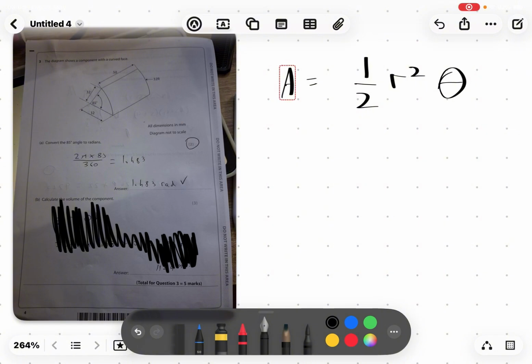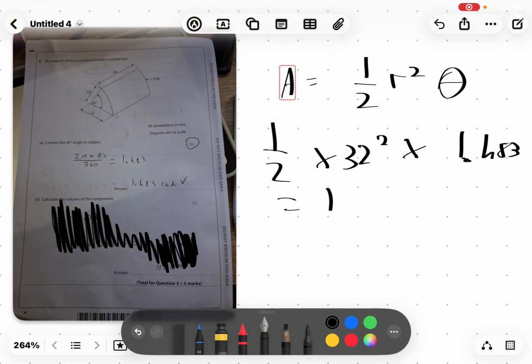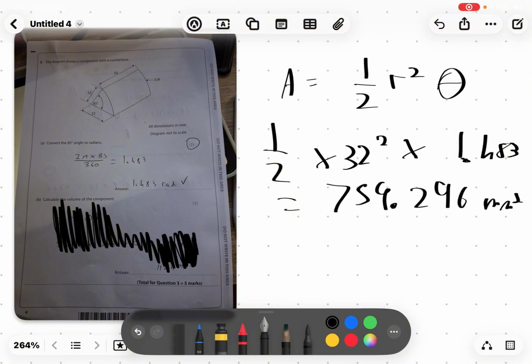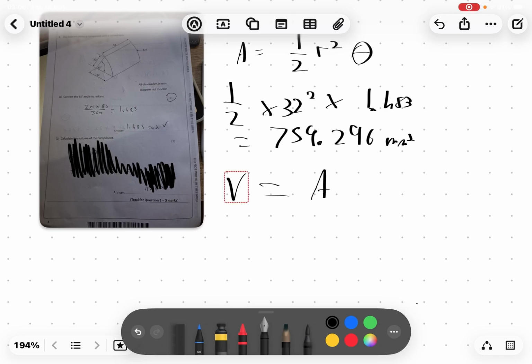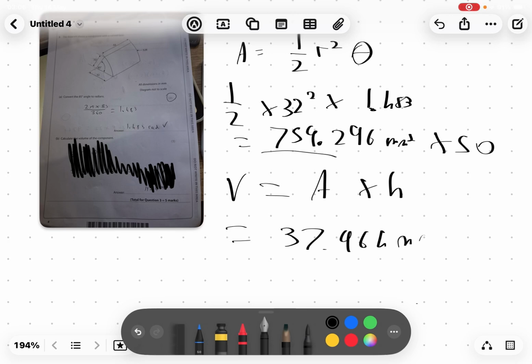So basically it's 1/2 times 32 squared, the radius is given, times 1.483, that equals 759.96 millimeters squared. After that, the volume, and volume is equal to area times height. We are given the height, so we do this times 50, and the answer is 37,998 millimeters cubed.